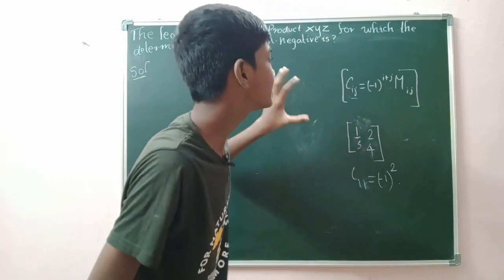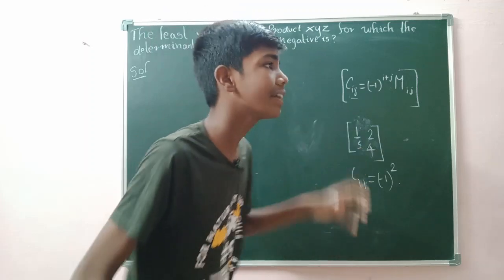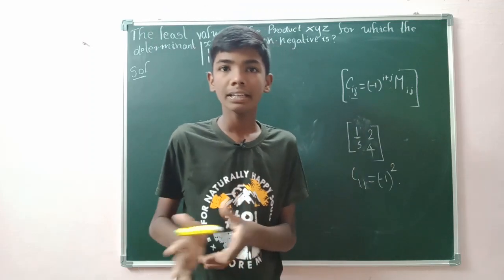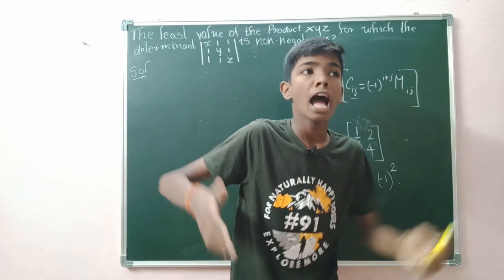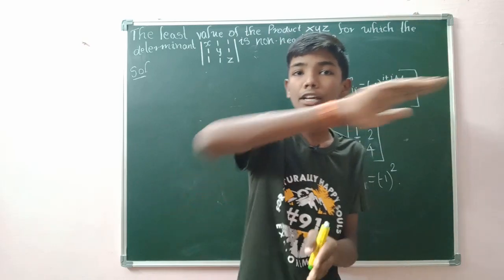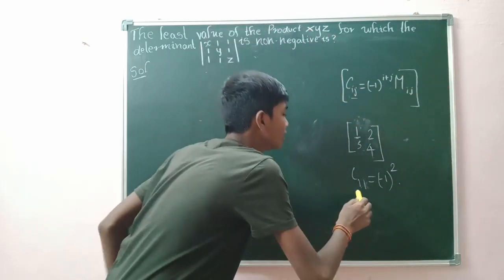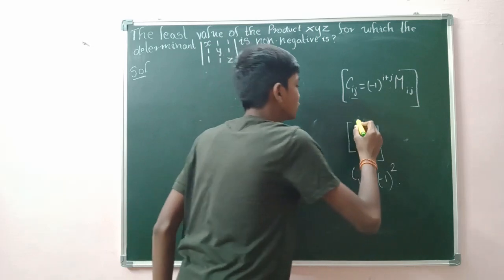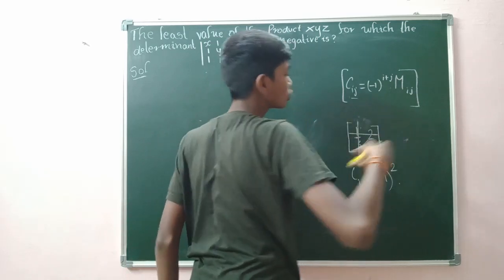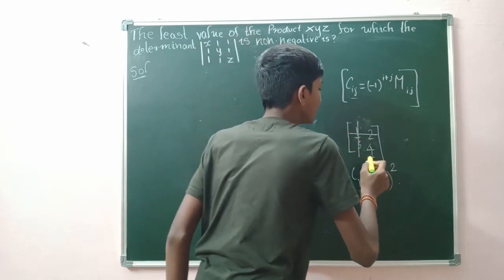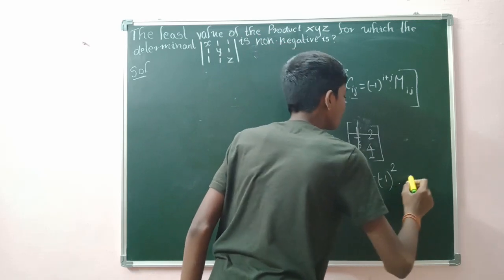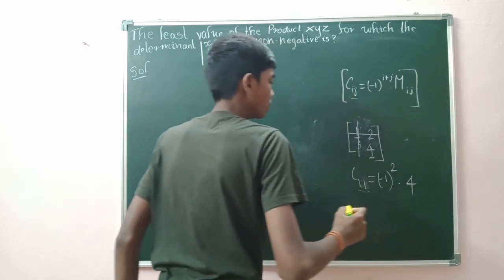If I'm asking for the minor of any particular ij element, just cancel out your row i and your column j. So here I need to cancel the first row and first column. So cancel out like this. First row and first column I can cancel out. Therefore I am getting 4 here. So the minor of the element will be 4.